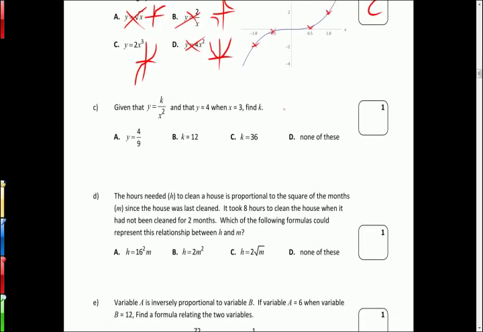Given that y equals k on x squared, and we've got some numbers to chuck in and find k, well, that's pretty easy. We'll chuck in the numbers they give us. When y equals 4, that y is now a 4. That x is a 3. It says 4 equals k on 3 squared, and 3 squared is 3 by 3, which is 9. To get the k by itself, to get rid of that divide by 9, I'll times both sides by 9. Gives me 36 equals k.